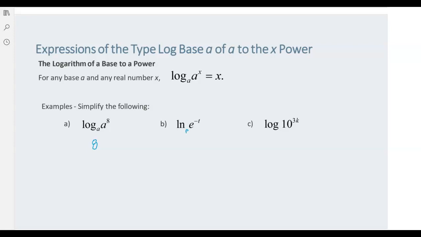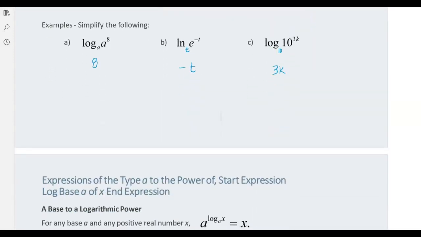ln is log base e, so the base matches here, and so this answer would be negative t. And then also when we don't write the base, it's implied to be 10, and so this answer is going to be 3 times k. We're just saying that it's going to end up equaling what the exponent is.